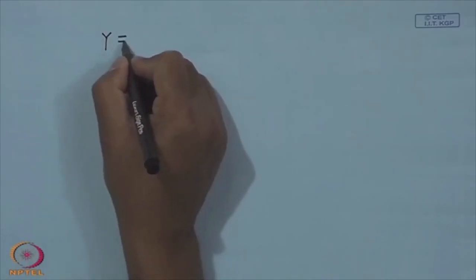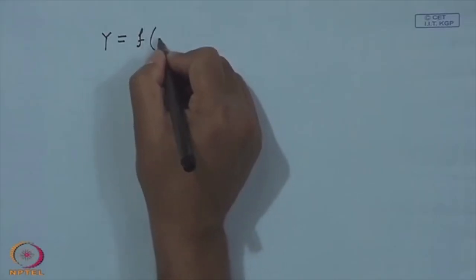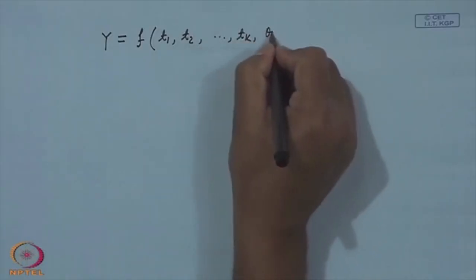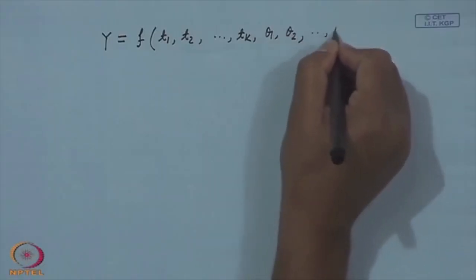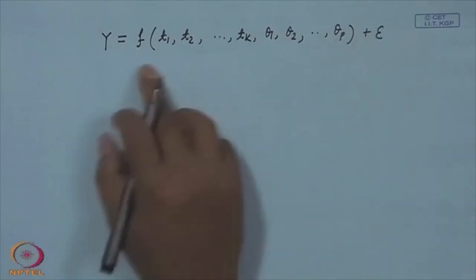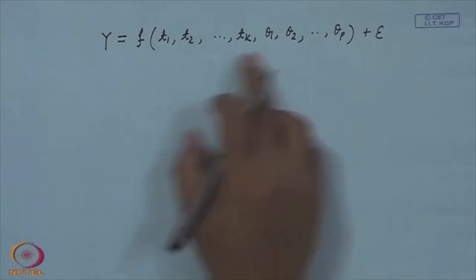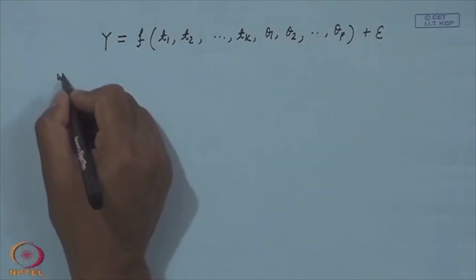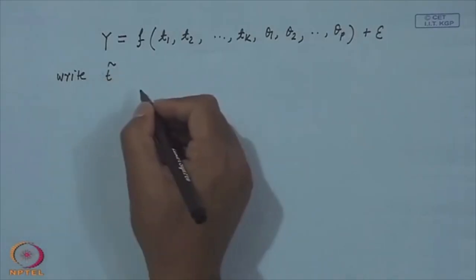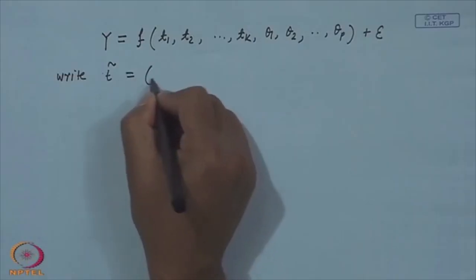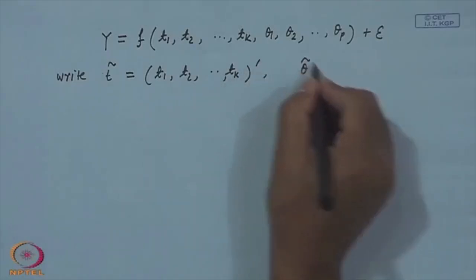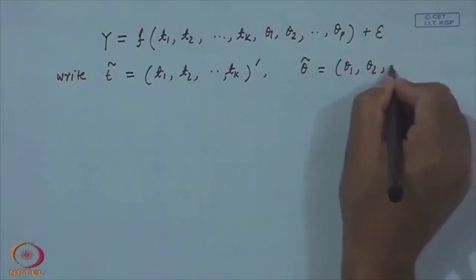let me start with the nonlinear model, say general model y equal to f of t1, t2, up to tk and theta 1, theta 2, up to theta p, plus epsilon. So, this is a nonlinear model. So, f is nonlinear in the parameters theta 1, theta 2, up to theta p, and in vector notation we write t equal to t1, t2, up to tk, and the theta vector is theta 1, theta 2, up to theta p.